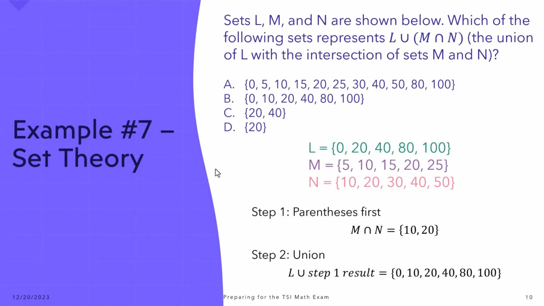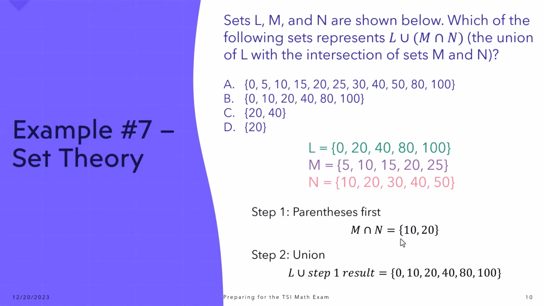Now the next thing we need to do is this union between set L and what we just calculated in step 1, the intersection of M and N. So L has 0, 20, 40, 80, and 100, and M intersected with N has 10 and 20. Well, union means that the number can be in either of the sets. It's kind of like an OR. It can be in L or in this intersection of M and N.